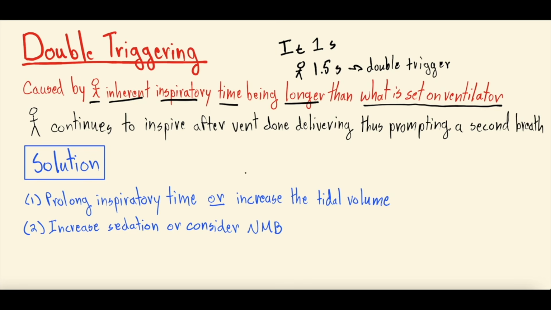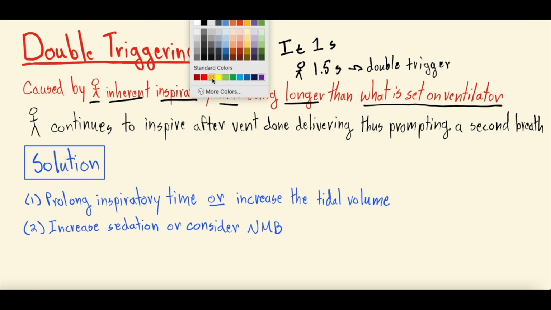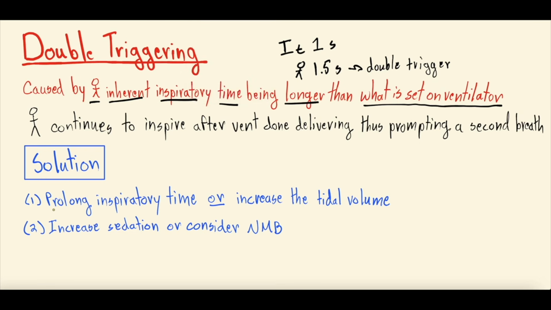The solution for this hopefully sounds straightforward now that we understand the topic, and the solution is that you increase the inspiratory time. So you prolong their inspiratory time. You prolong the time the ventilator is delivering the breath. Because if they want to breathe in for 1.5 seconds and the inspiratory time is only 1 second, increasing the inspiratory time to 1.5 seconds will stop the double triggering, right?